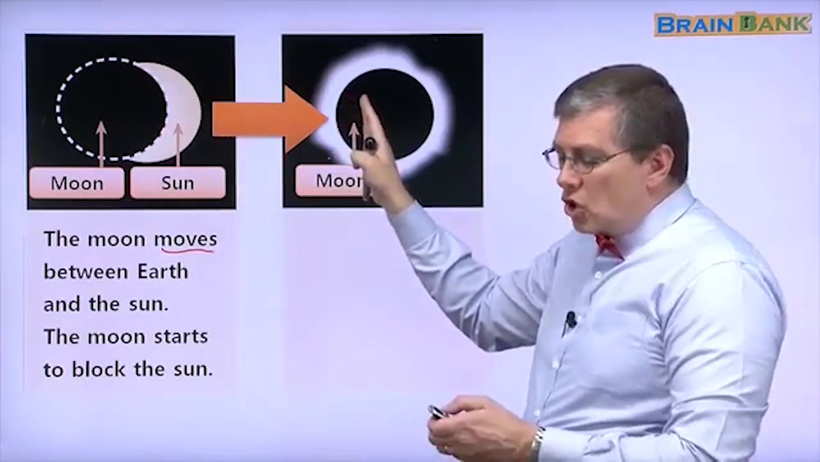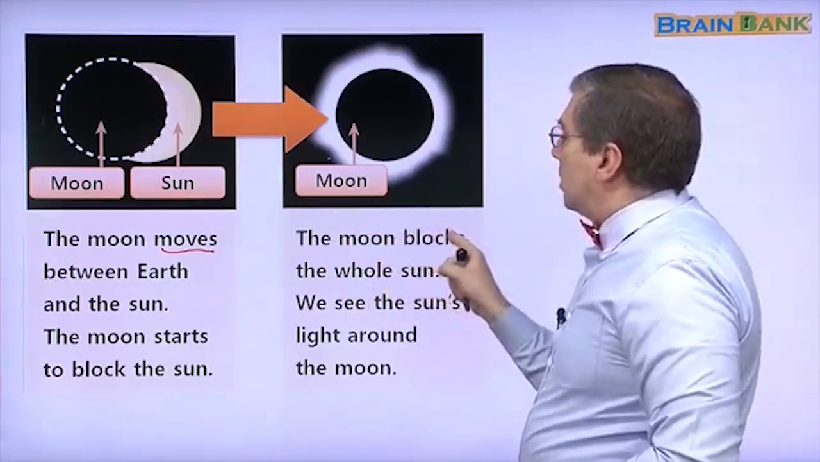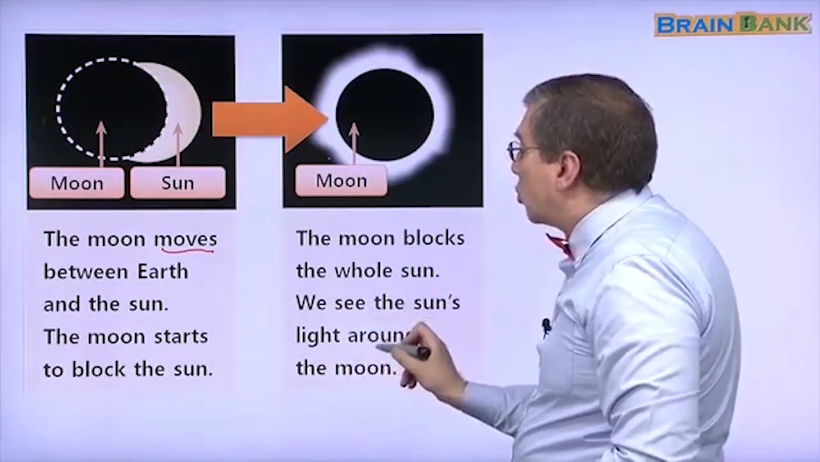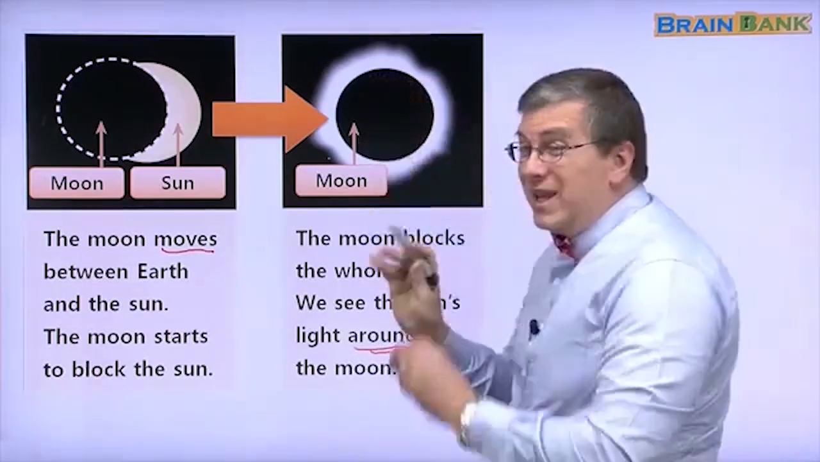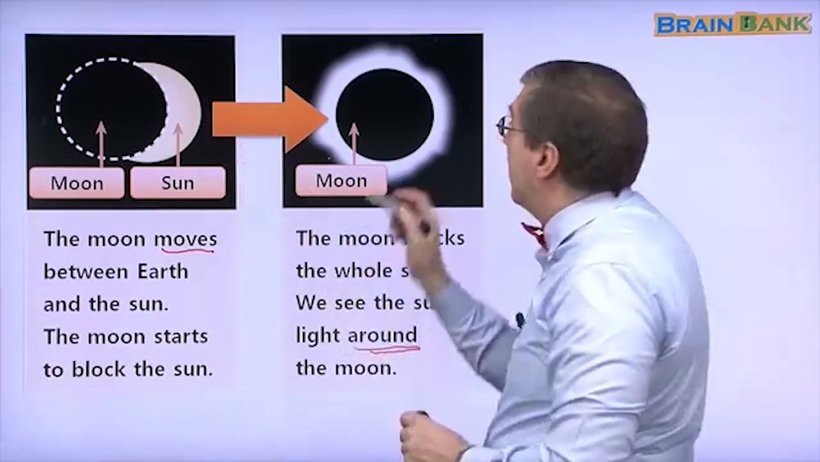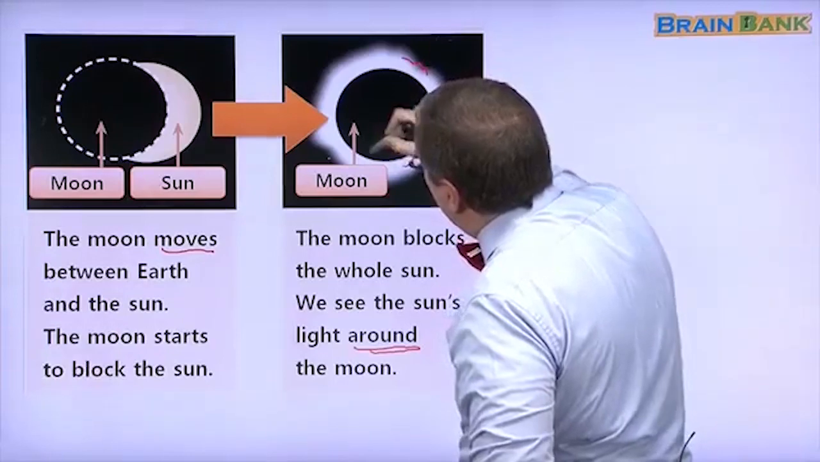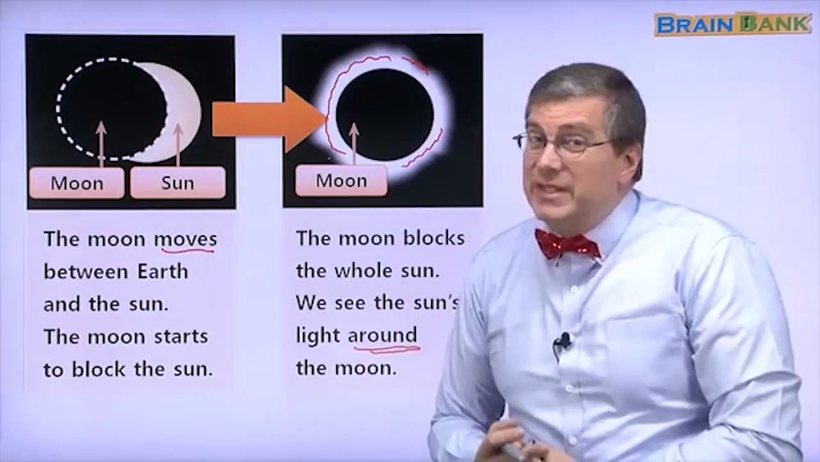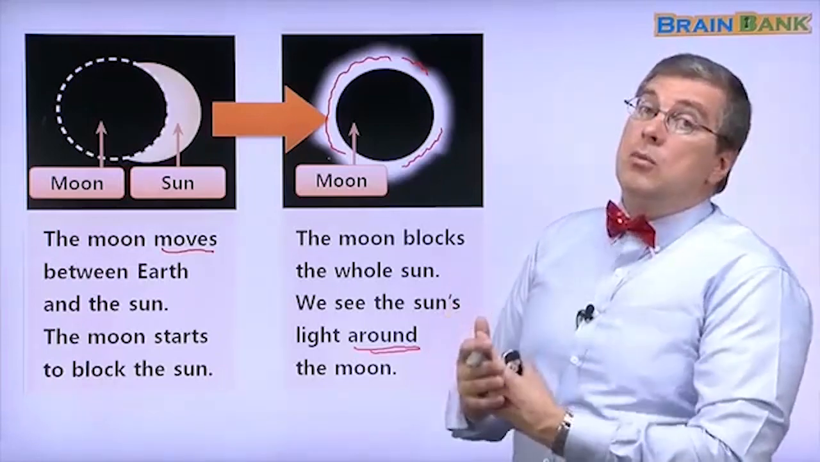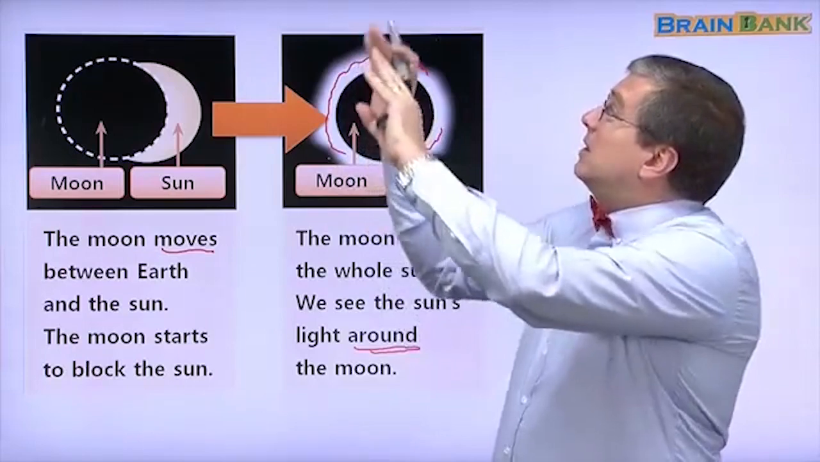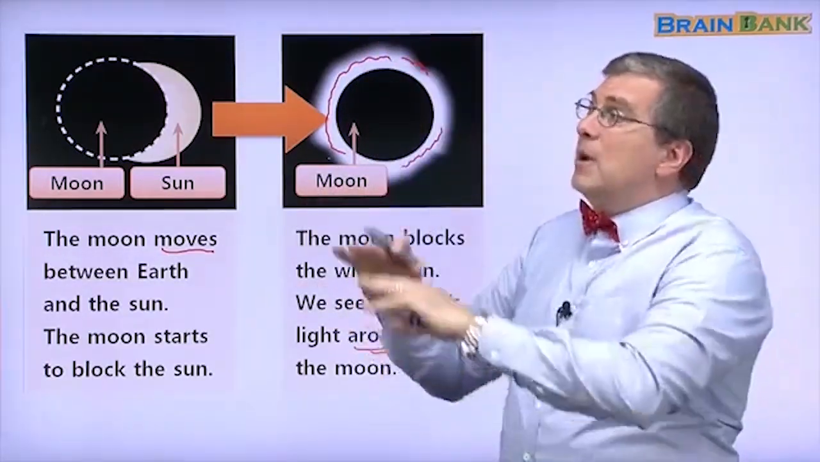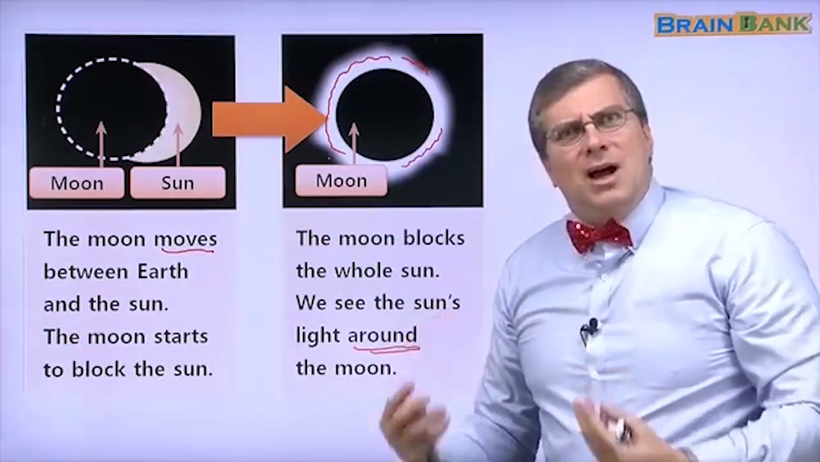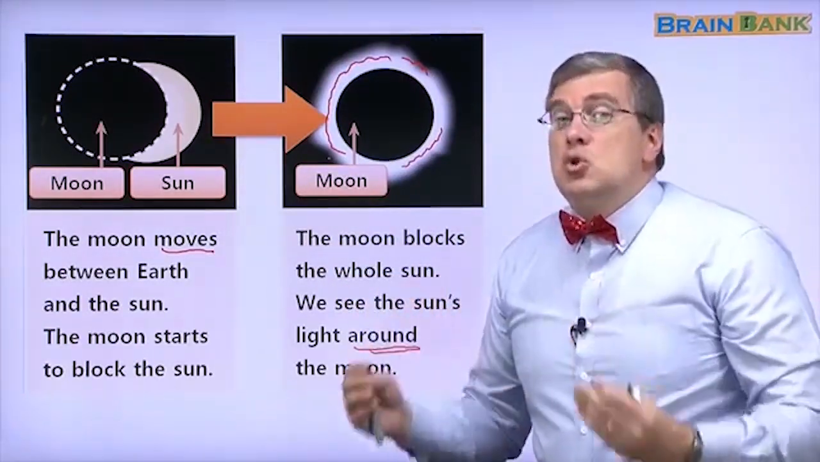A little while later, the moon blocks the whole sun. We see the sun's light around the moon. Around the moon. We can't see the sun. We can't see the sun, right? But we can see the lights around the moon. Oh, so much fun. Very beautiful. When you see an eclipse, wow, so much fun. And very beautiful. Everything is dark. You can see maybe other stars. But it's also a little light because there's some light around the moon. So, wow, it's very beautiful to look at.